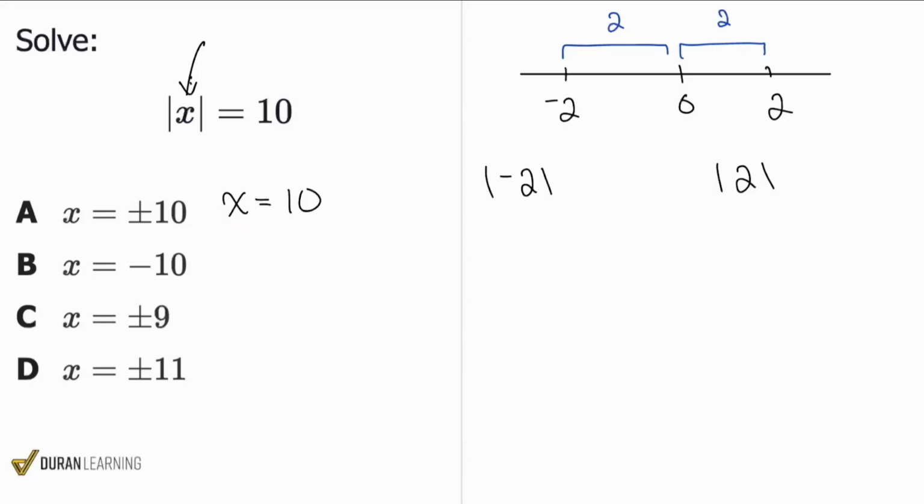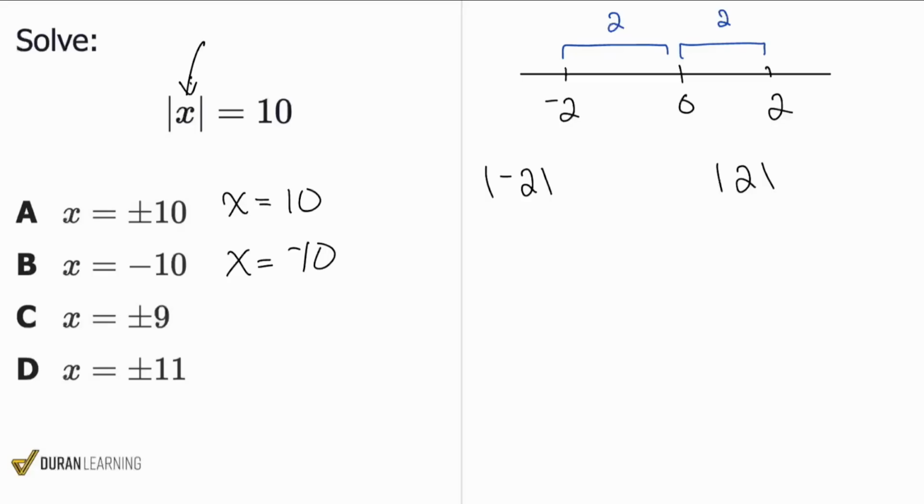However, there's another answer that's going to work as well, and that's going to be -10. That's because if the value in here is negative, what does the absolute value always do to any negative number? It makes it positive. Exactly. So we can also have x equals -10 in this problem.